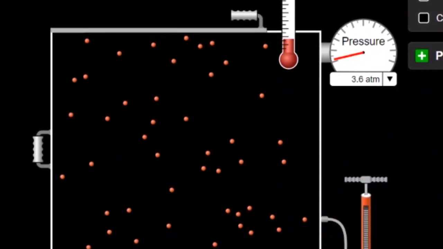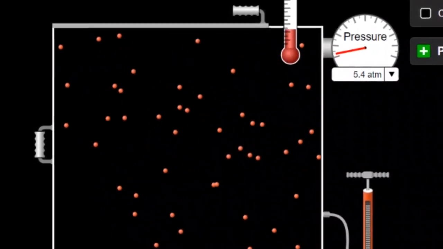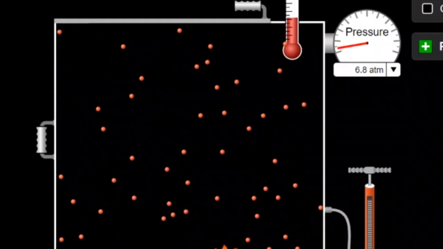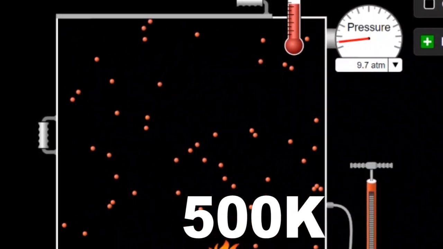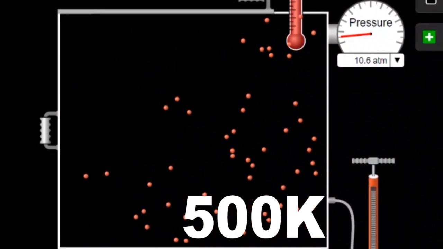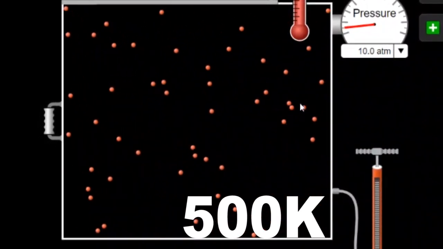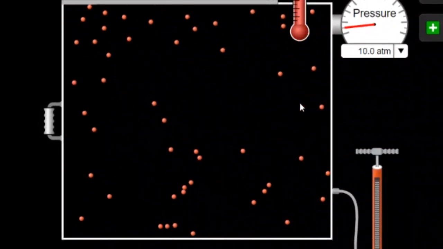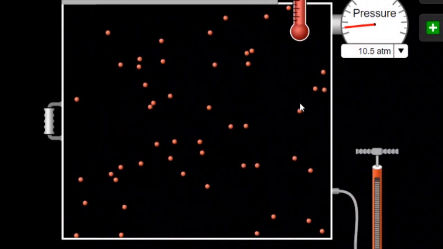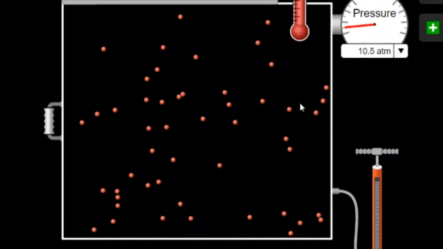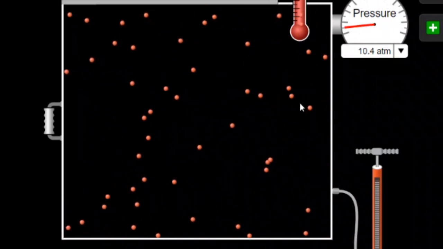Now, if we heat this up past 300 K, let's go to 500 K. All right, now you'll see that the particles are moving around a lot faster than they were at the beginning. So temperature impacts the kinetic energy of the gas particles, which also impacts how fast or slow the gas particles are moving. And that is the kinetic molecular theory in a nutshell. I hope that helps you understand the first part of the gas laws.